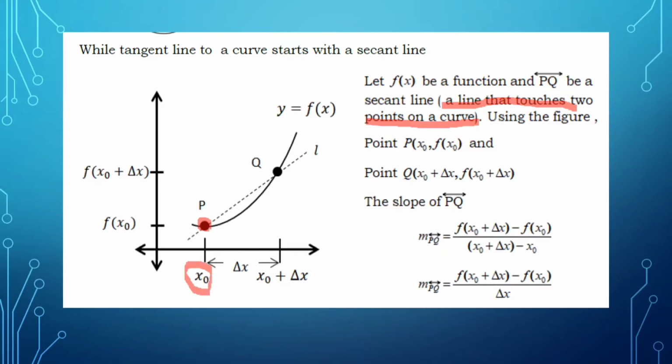Point P has the coordinates x sub 0 and f of x sub 0, that is, in the x-axis and in the y-axis. We also have point Q, which has x sub 0 plus the change of x and f of x sub 0 plus change of x. So those are the coordinates of our point P and point Q. This is how they derived the slope of the tangent line. Using the coordinates of P and Q, we can find the slope of the tangent line.